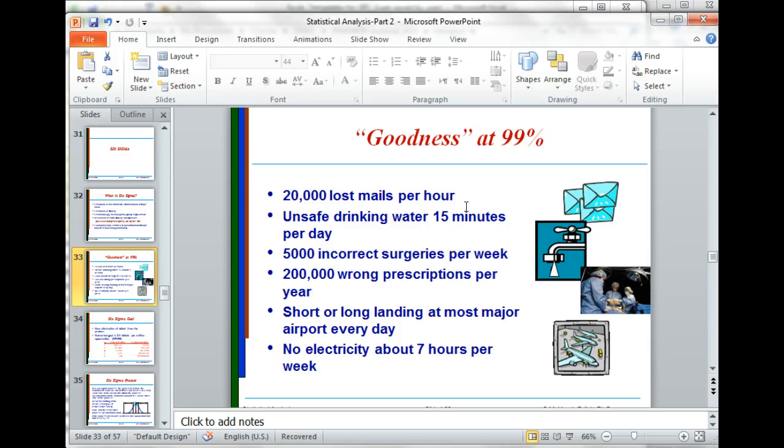If your drinking water were 99% good, you'd be drinking 15 minutes of unsafe water per day. There would be 5,000 incorrect surgeries per week if the hospital were operating at 99%. So for a large process, 99% is not that good, and each percent defective means somebody is getting bad product or bad output. As customers became more demanding of better quality and companies competed with each other, there was a push for better quality and better output without any defects.